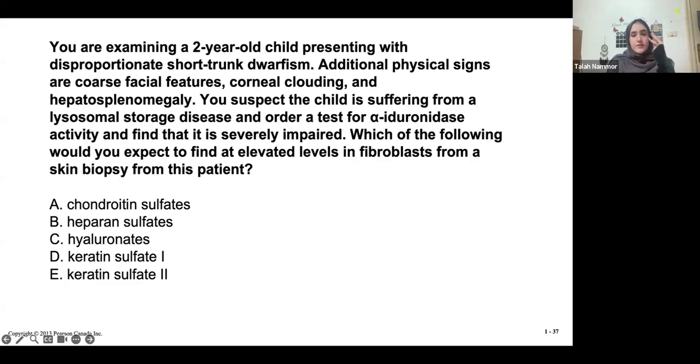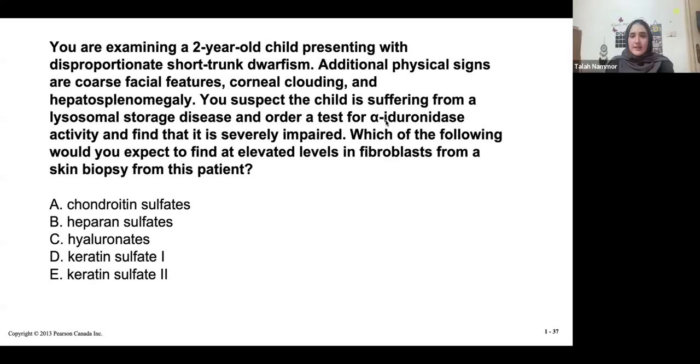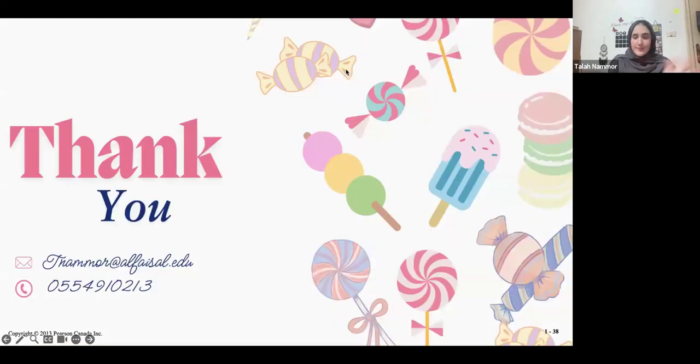First of all, what's your diagnosis? What is this syndrome? We have corneal clouding, we have hepatosplenomegaly. Hurler's syndrome, exactly. He ordered a test for alpha-L-iduronidase. It doesn't have a sulfate, and it usually has an L, which they did not include, so it's Hurler. So what's going to accumulate? Heparan and dermatan sulfate. That's it, guys.